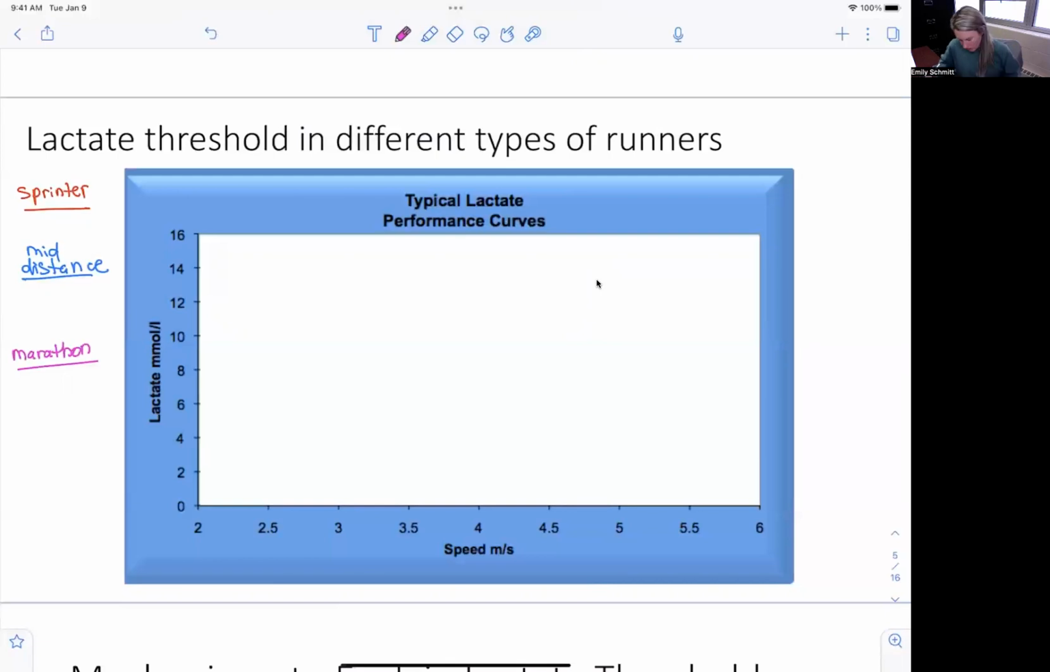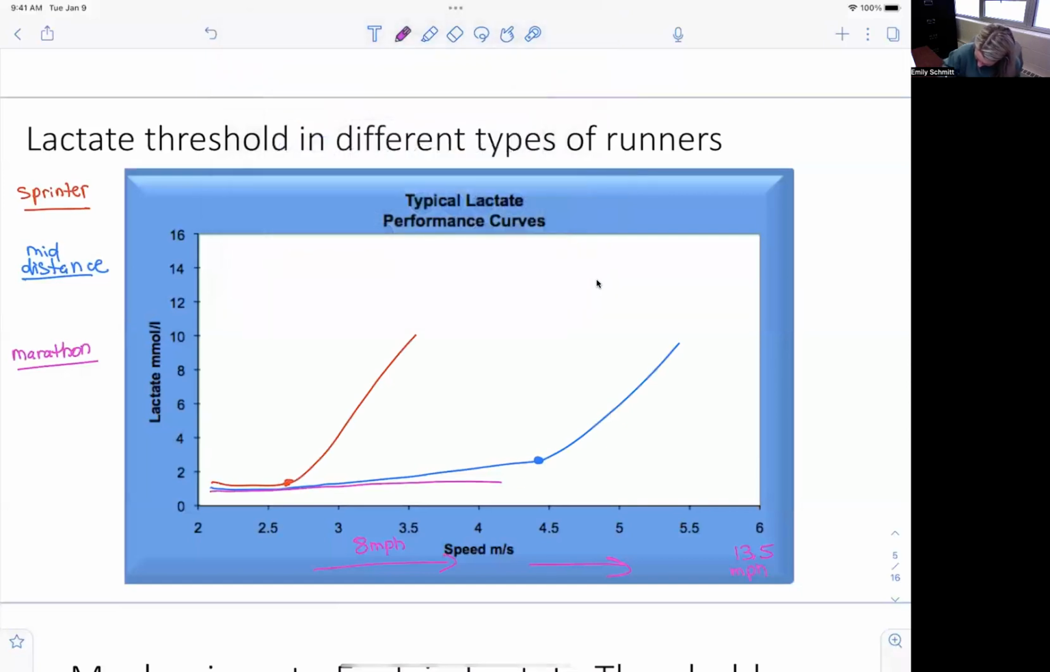So if we look again to orient ourselves on this graph, we have speed on our x-axis, meters per second. Let's say about 3 to 3.5 meters per second is about 8 miles per hour. And then 6 miles per hour, let's say 6 meters per minute is about 13 miles per hour. I think that's right. So if we have a sprinter, let's go back to our red color here. A sprinter is going to have a lactate threshold occur so much sooner than if we had a mid-distance runner or a marathon runner.